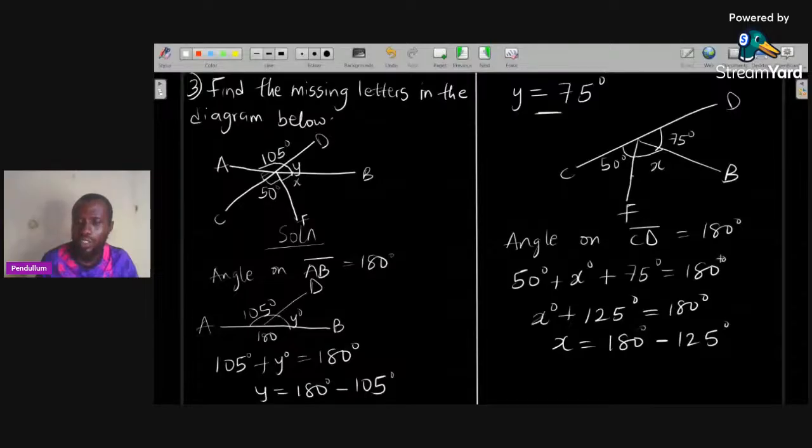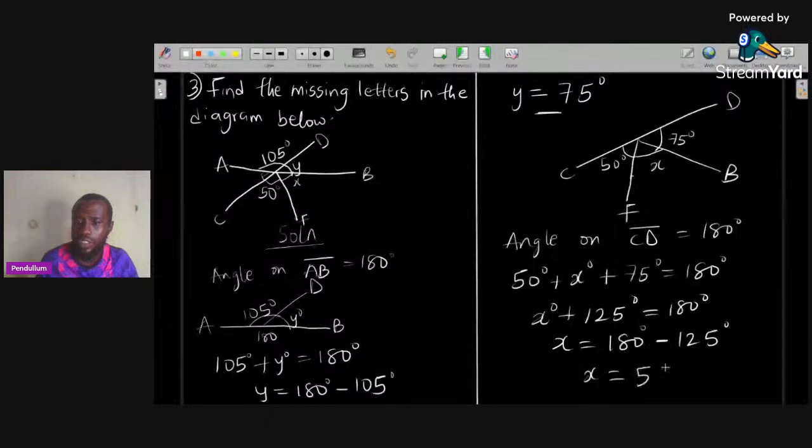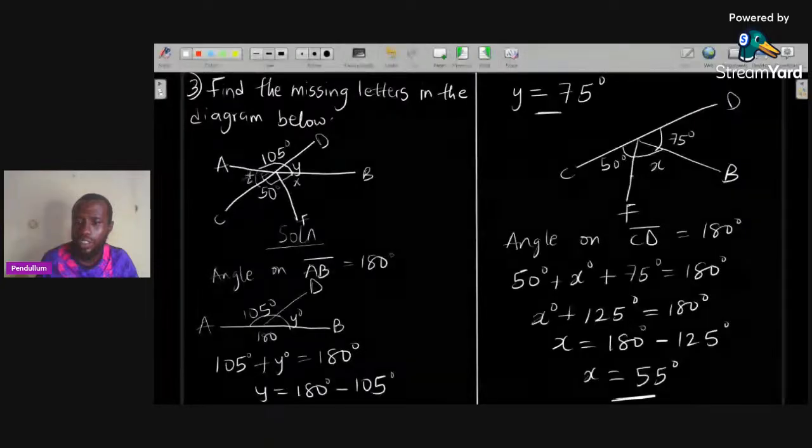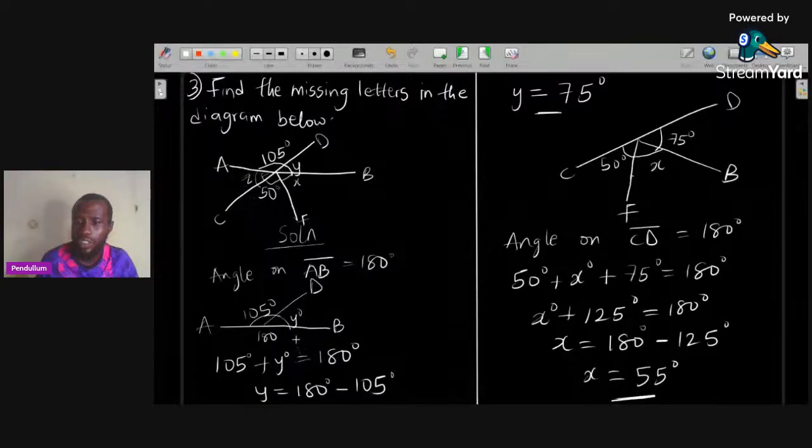If you do this subtraction, I think you should be getting 55 degrees, right? So x is 55 degrees. That is what you have to find here. And what if you are given an extra question and asked to find the angle here? Maybe this is z. You're asked to find z. Now it's simple.